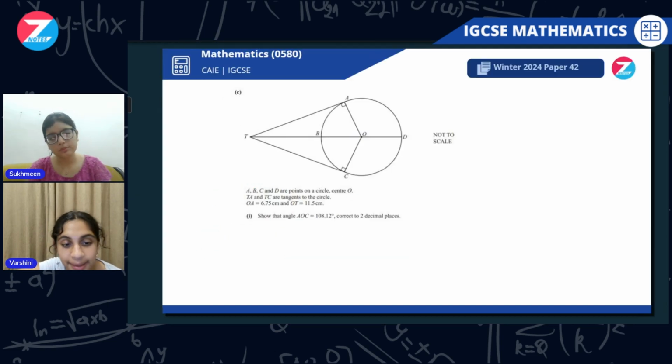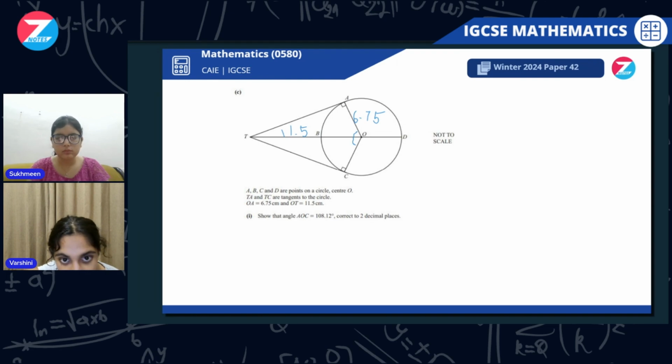Okay, part C. A, B, C, and D are points on a circle with center O. TA and TC, which is these two, are tangents to the circle. OA is 6.75. So this is 6.75, and OT is 11.5. Okay, show that angle AOC is 108.12. They want this angle.